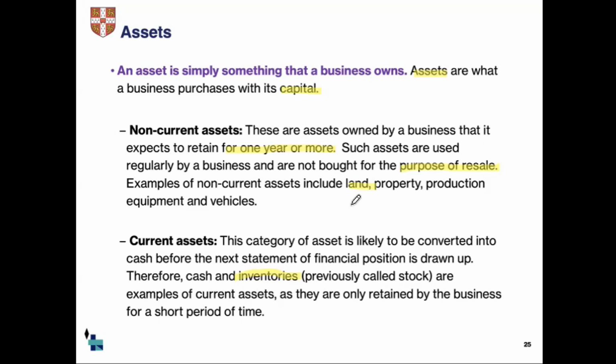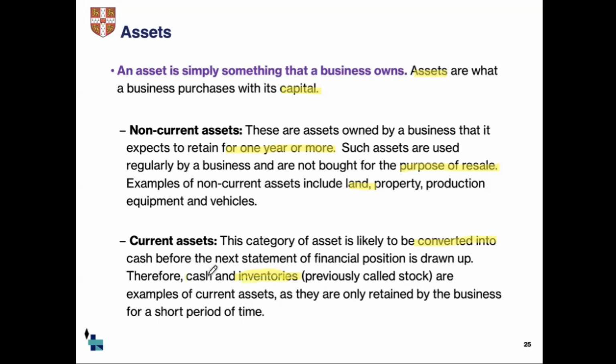This category of assets is the opposite of non-current assets. These are likely to be converted into cash before the next statement of financial position is prepared or drawn up. So these assets are likely to be sold within 1 year. A very good example is inventory.